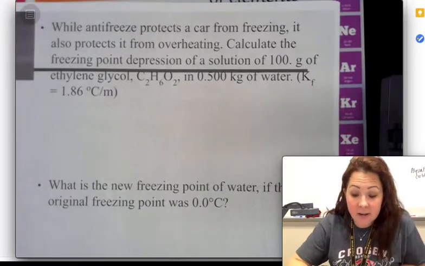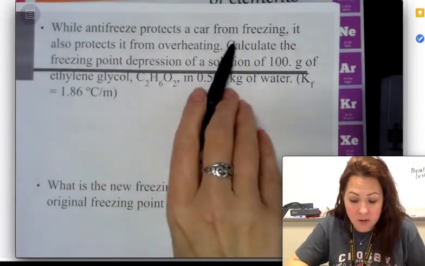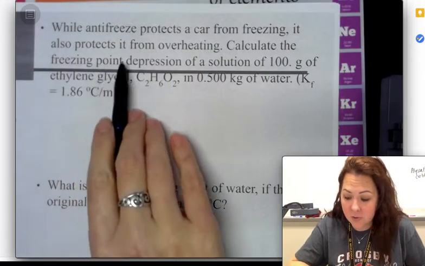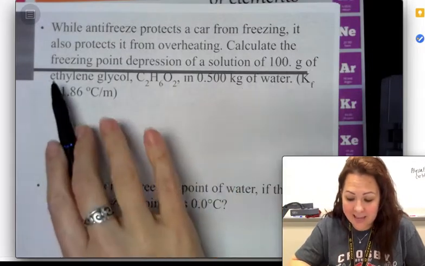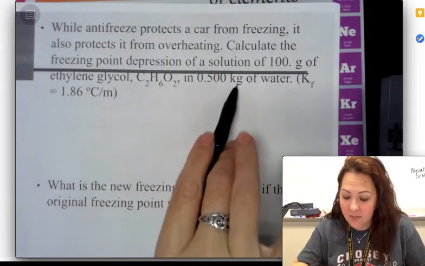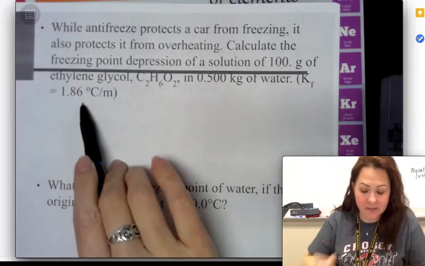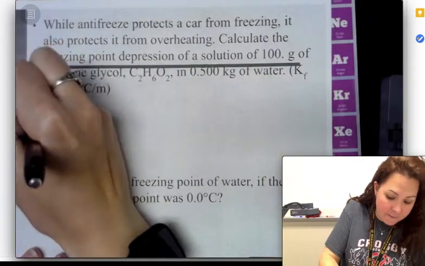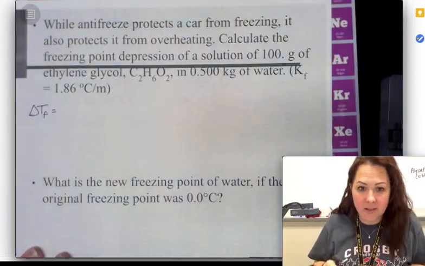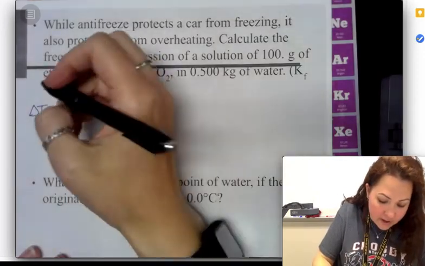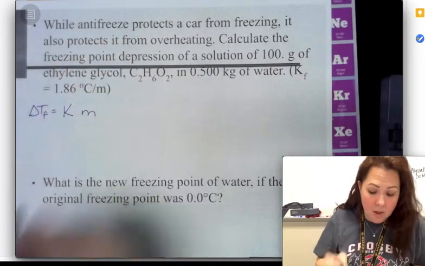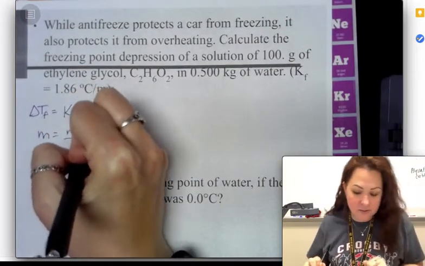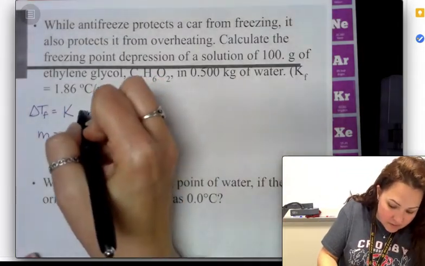It says, while antifreeze protects a car from freezing, it also protects it from overheating. Calculate the freezing point depression of a solution of 100 grams of ethylene glycol in 0.5 kilograms of water. The K value is 1.86 degrees Celsius. So things that I need to know before I do this problem: my delta TF for freezing point. Usually I don't even write the F, but I'm going to write it this time for you. Is equal to your K times your little m. My little m is equal to moles of solute divided by kilograms of solvent. So this is what gets plugged in right there.